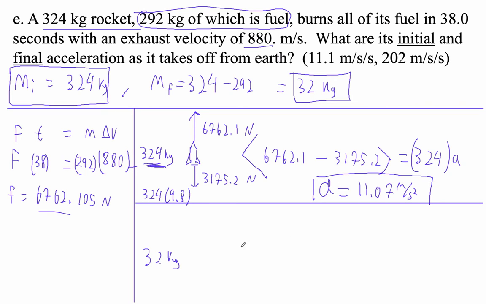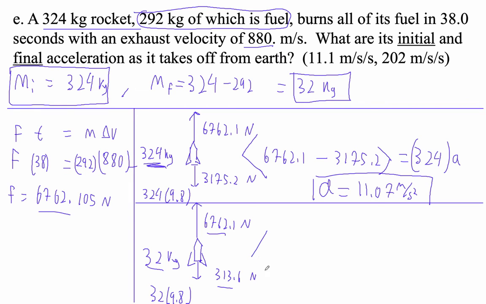Okay. Now in the end, we've got a similar situation, but some things are different. So let's figure this out. We still have this upward force of 6,762.1. Our downward force, though, is much less. It's going to be 32, the mass, right, times 9.8. So 32 times 9.8 is only 313.6. So now we've got the same force up, a measly 313.6 newtons down.